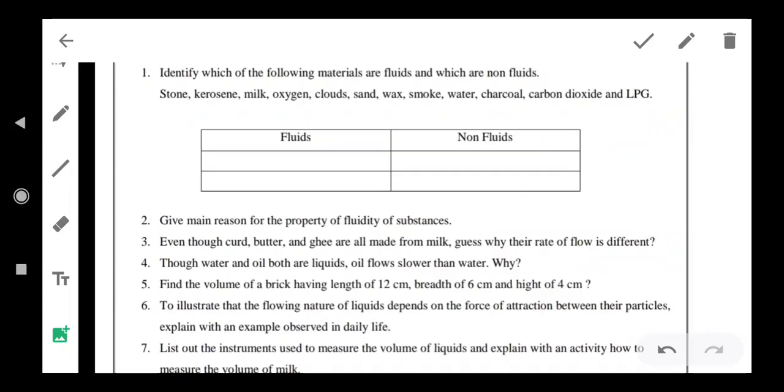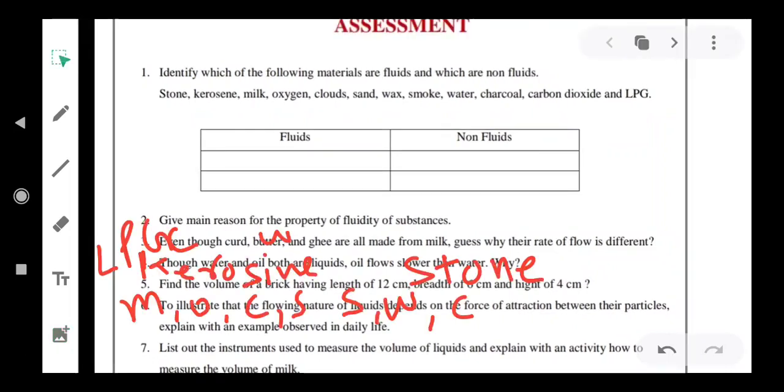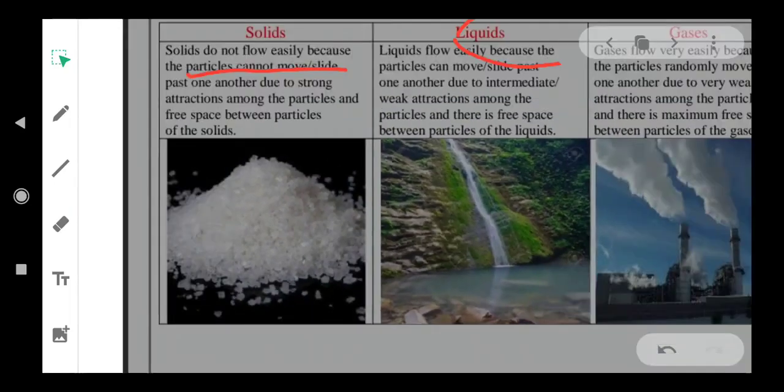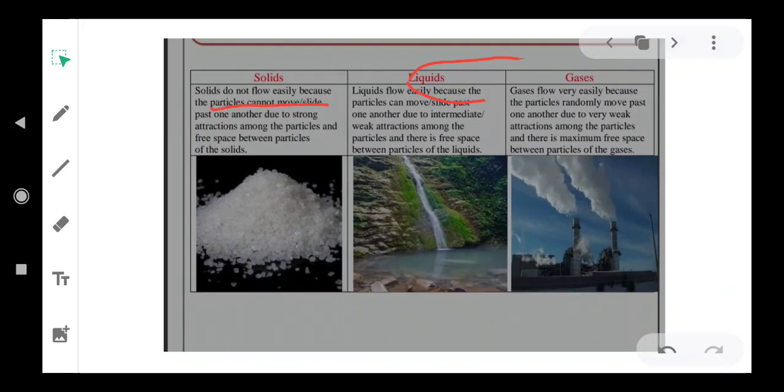Give the main reason for the property of fluidity of substances. Already we discussed this. See, we already discussed why liquids and gases flow. They flow because the particles can move past one another due to weak attractions among the particles, and there is free space between the particles.